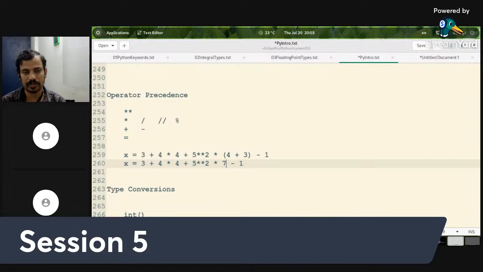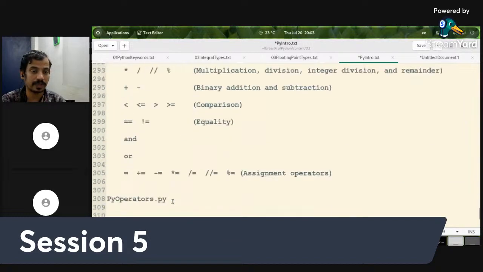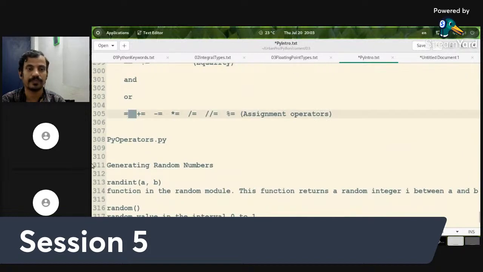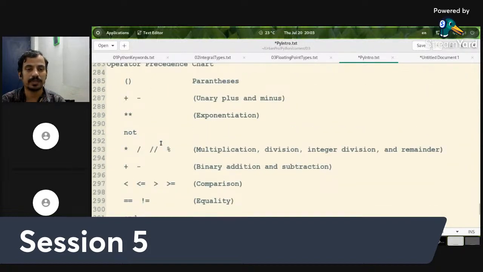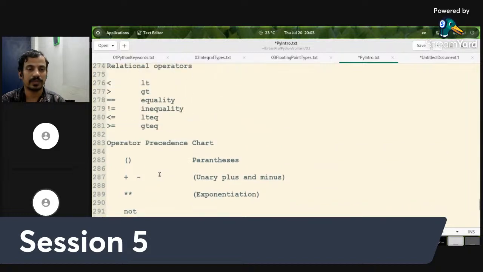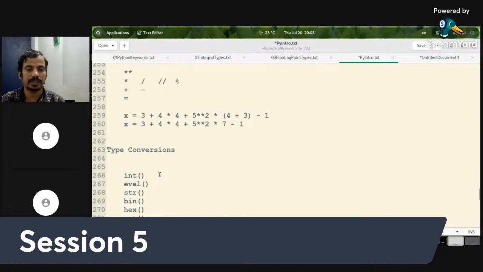Which operation will we do next? Equal. Hmm? Equals has the least precedence. See, it is at the bottom. So this is our precedence table. So which one do we do, Disha? Sir, exponential, 5 power 2. 5 raised to the power 2.